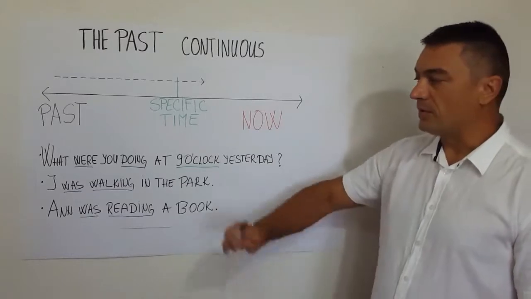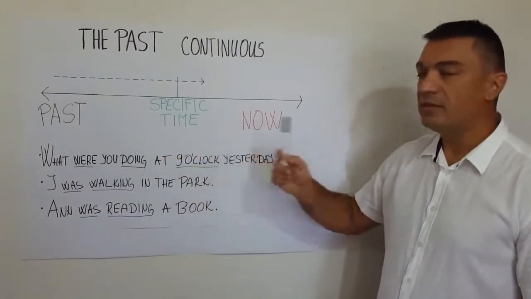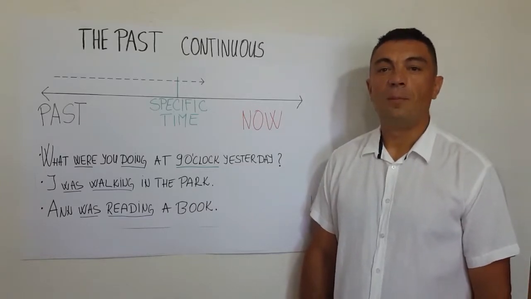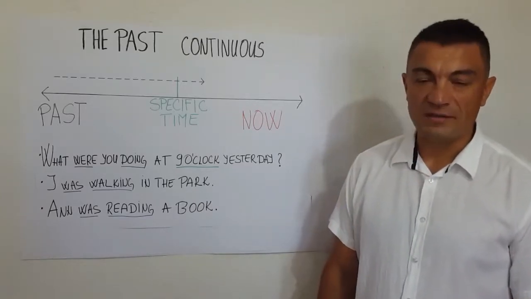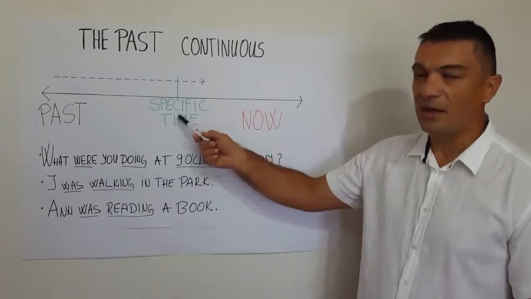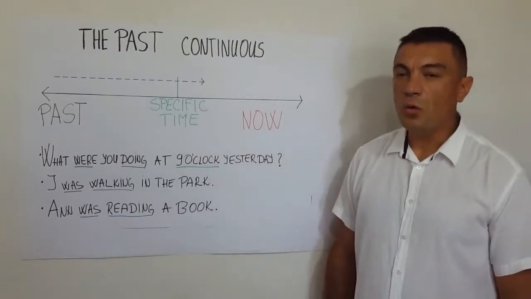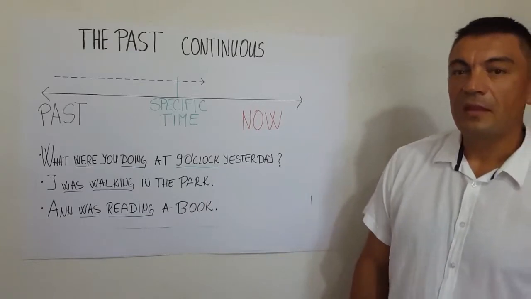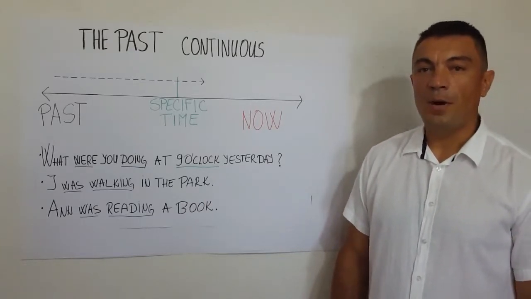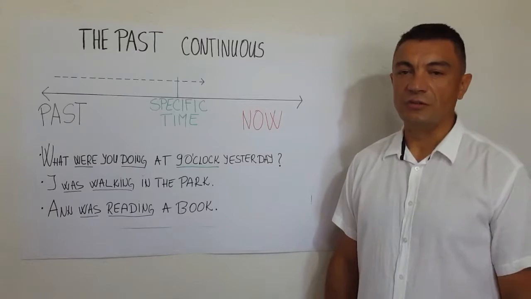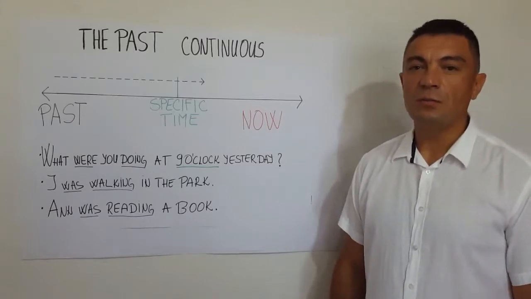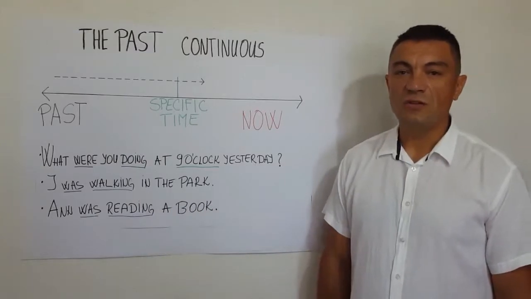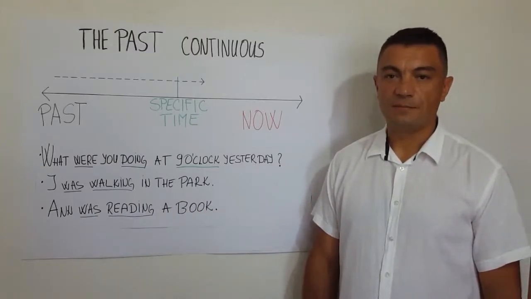With this case, we want to emphasize that an action was in progress in the past. Let's see the examples. What were you doing at 9 o'clock yesterday? Were you doing, a past action that was in progress. 9 o'clock, specific time. I was walking in the park. The second example. Was walking, a past continuous action. And was reading a book. Was reading, an action that was in progress in the past.